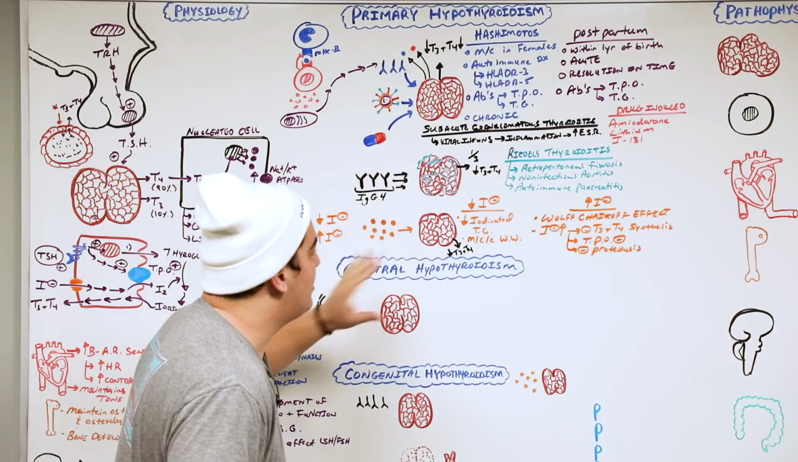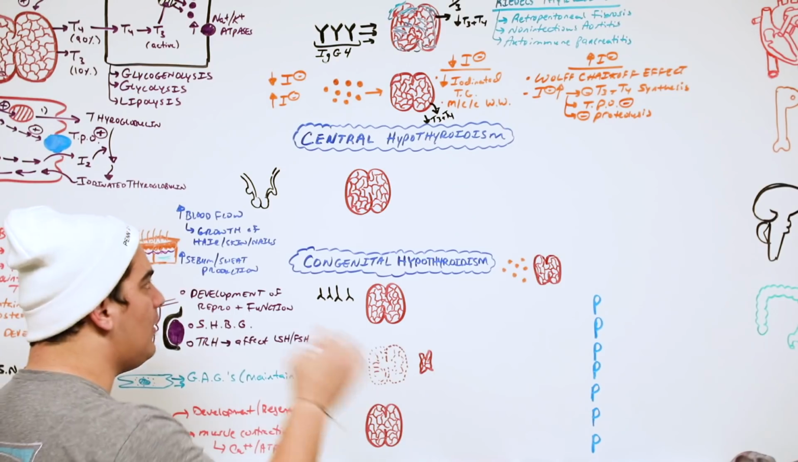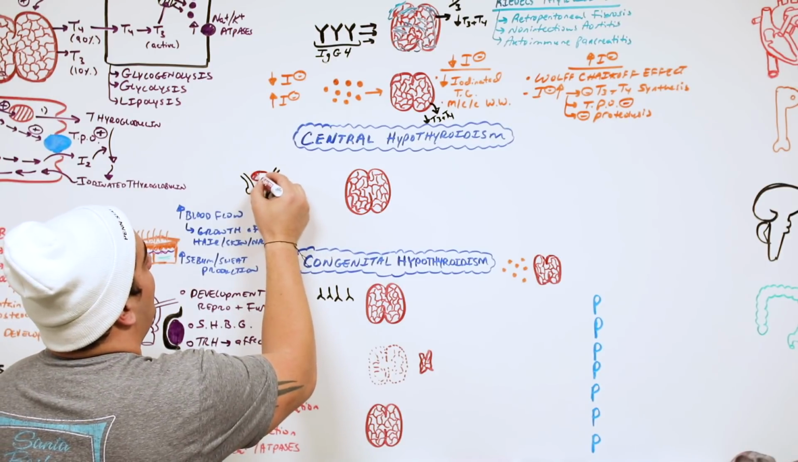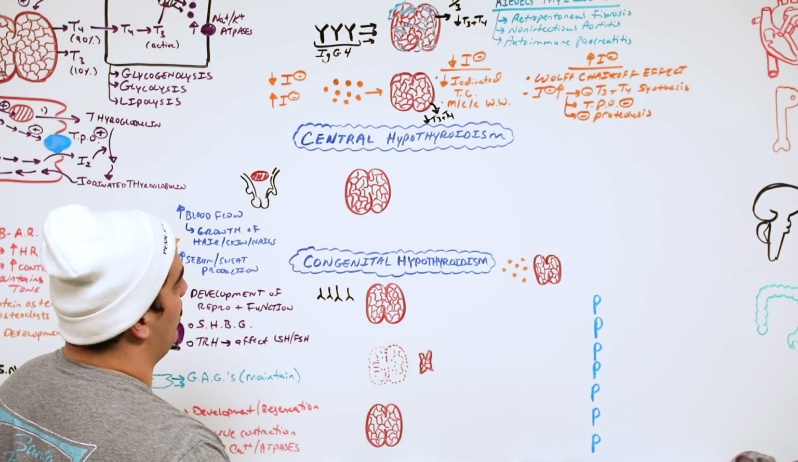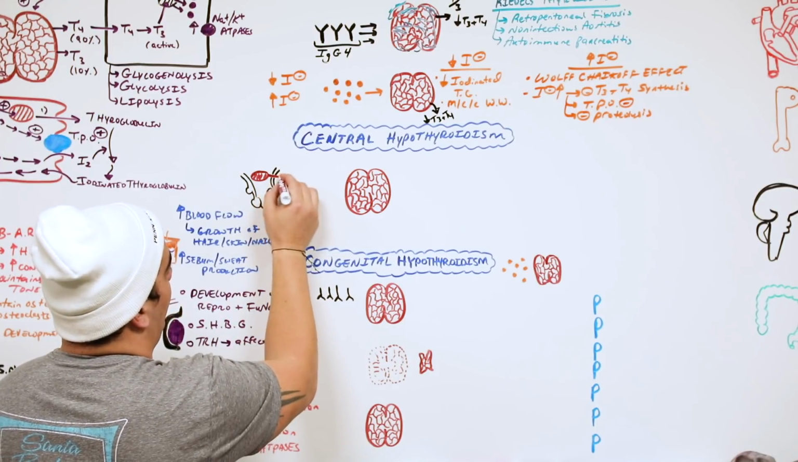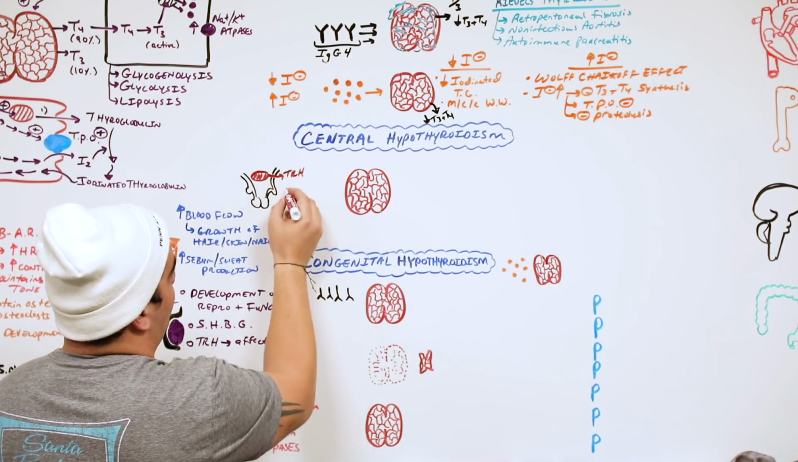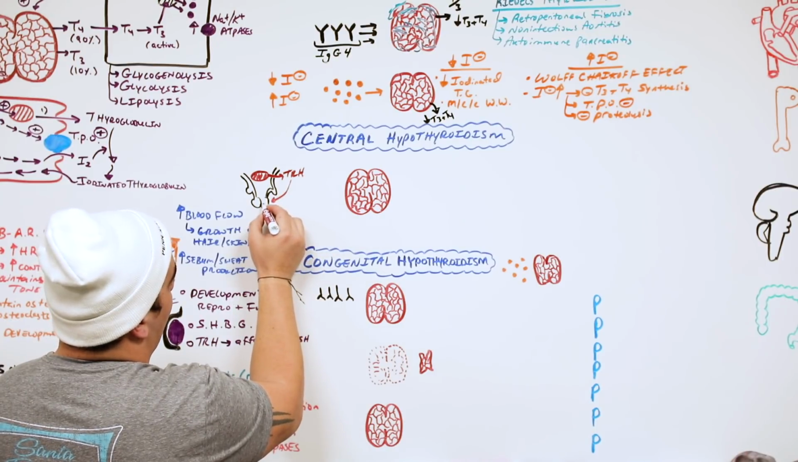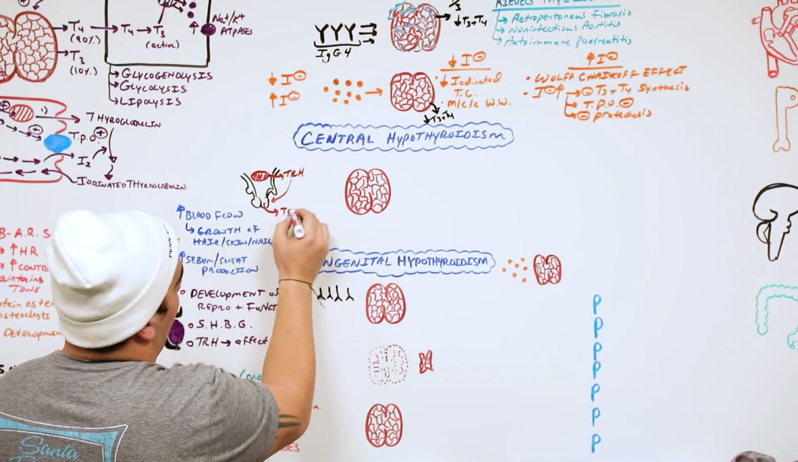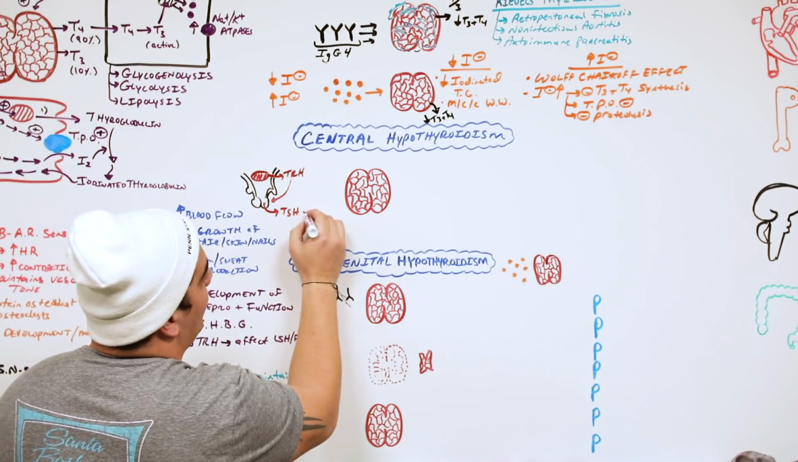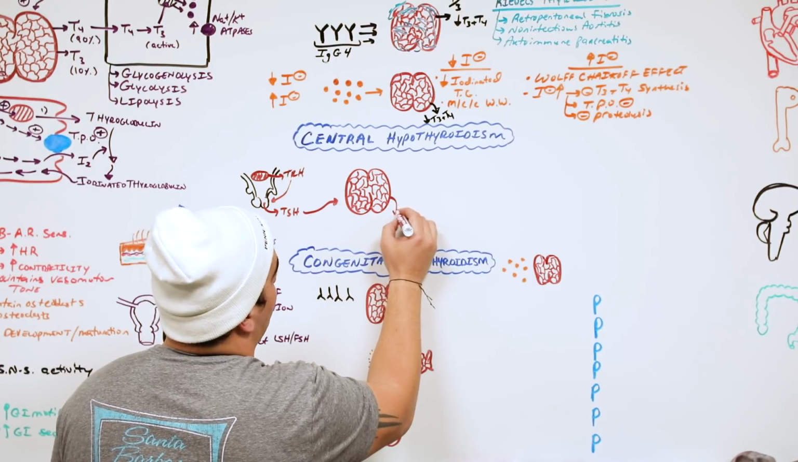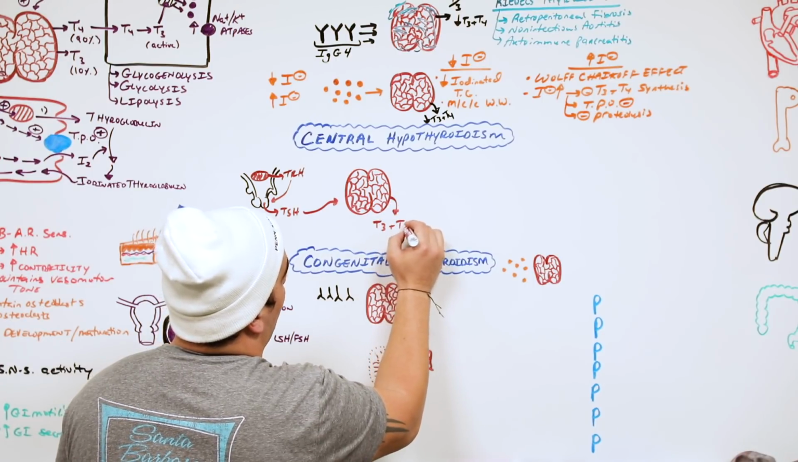Now, let's talk about central hypothyroidism causes. So let's take a scenario here. Let's say that it's a hypothalamus issue. You guys got to remember, what does the hypothalamus make? What is that hormone? It is TRH. TRH then does what? It tells the anterior pituitary to make TSH. And TSH does what? It tells the thyroid gland to make thyroid hormone. Okay? So as a result here, it's going to tell the thyroid gland, hey, make thyroid hormone.